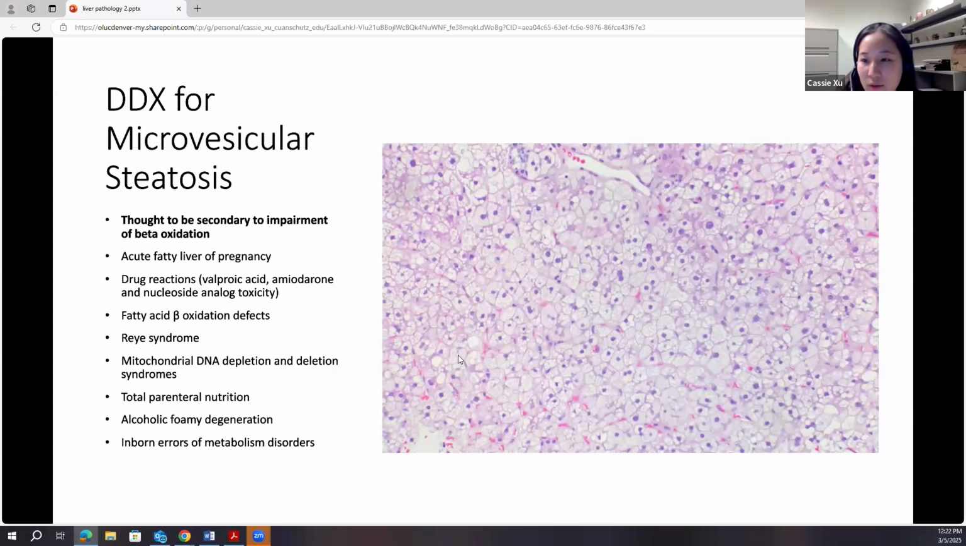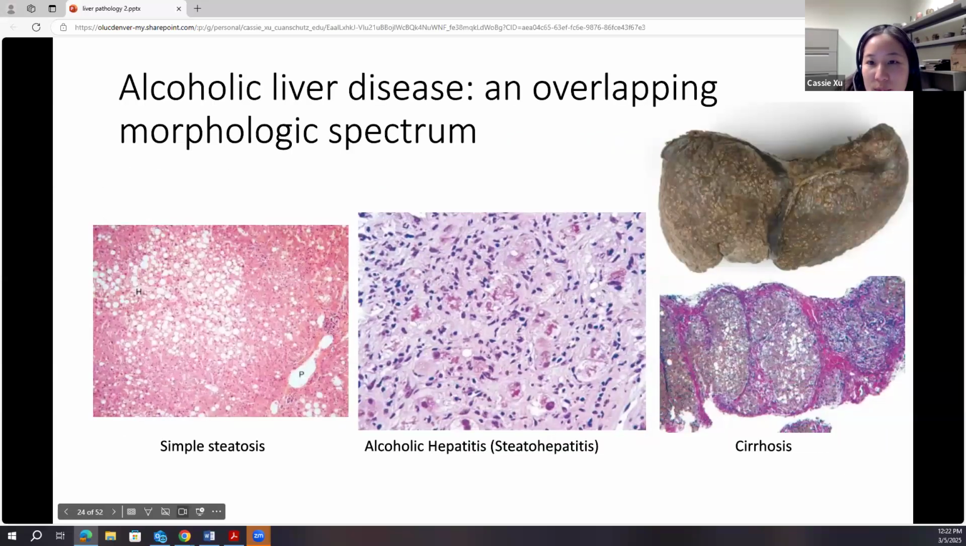Granted, in MASH and alcoholic steatohepatitis, you can get a combination of macrovesicular and microvesicular steatosis. So this is just another example of microvesicular steatosis. You can see there are all these tiny, tiny fat droplets within the hepatocytes, and you really can't count the number of fat droplets in there. So this is how we make that diagnosis of microvesicular steatosis.